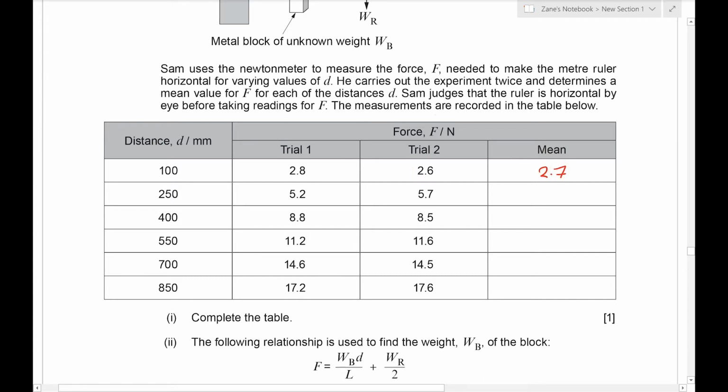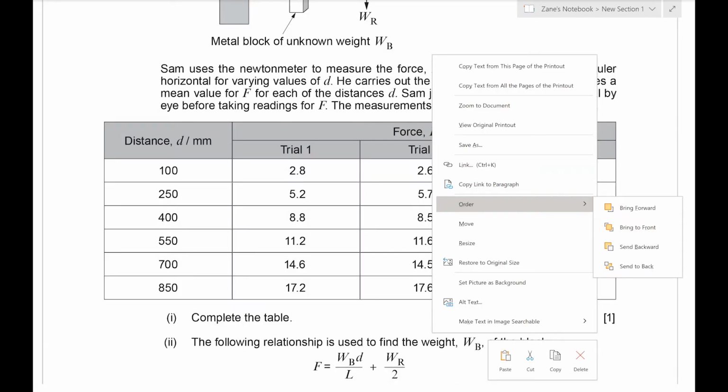So we get 2.7 for the first reading. With the second one, 5.2 plus 5.7 is 10.9, and half of that is 5.45, but we shouldn't give a mean to more figures than could have been read by the meter, so the 5.45 should be rounded to 5.5. Similarly, the 8.8 and the 8.5 will give 8.65, but we're going to call that 8.7.